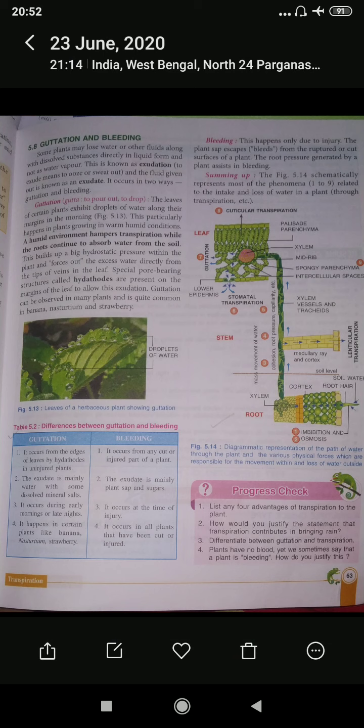Next is bleeding. When plant parts get injured or ruptured, the sap oozes out through these injuries or ruptured regions. This process we call bleeding. It is due to the root pressure.